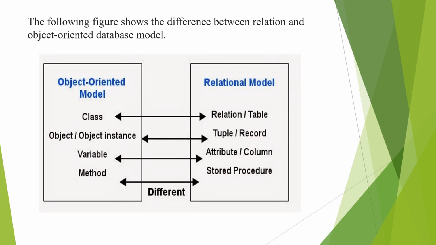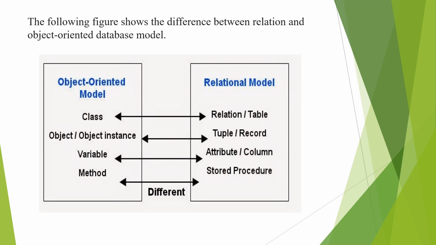Here in the box I am representing the object oriented model in which we are having a class. Class is nothing but a group of similar objects. So a class will have multiple objects. Object is nothing but a particular entity that physically exists. Then we are having variables, then we are having methods.